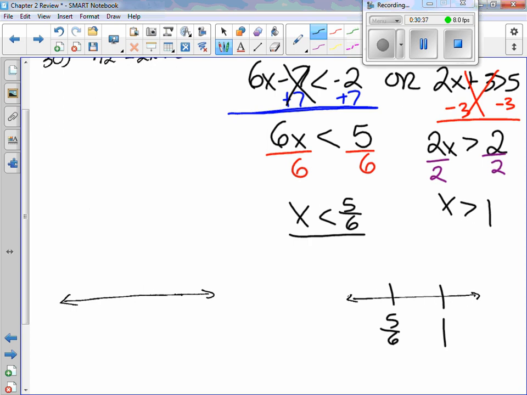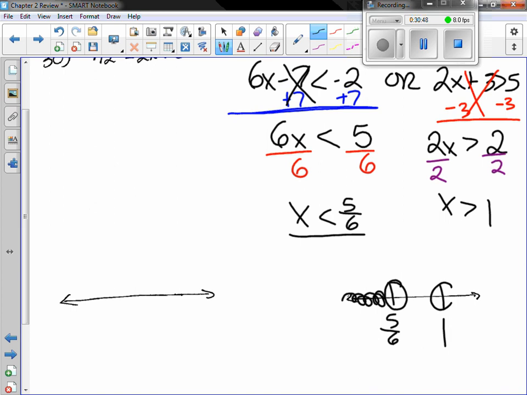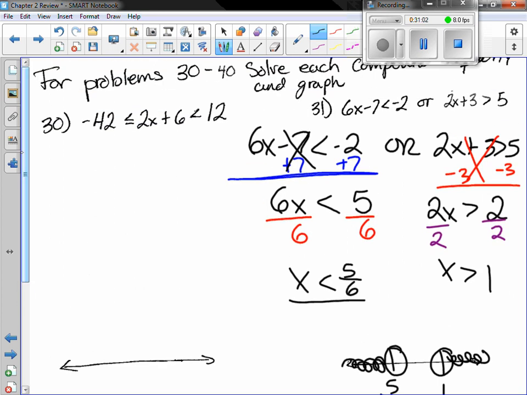Now, our first statement here is x is less than 5/6. So at 5/6, it would be open, and we would shade to the left. Then at 1, it would be open because, again, neither one of these is equal. And we would shade to the right because it's saying x is greater than 1. Any questions on either one of these here, these compound inequalities? What we did to solve either one of these here?